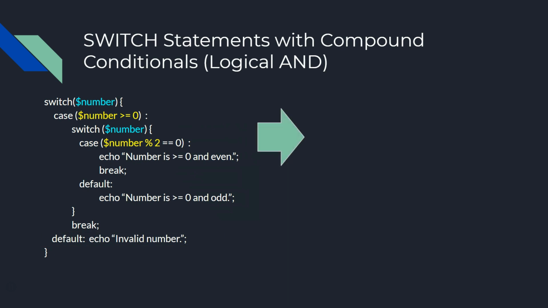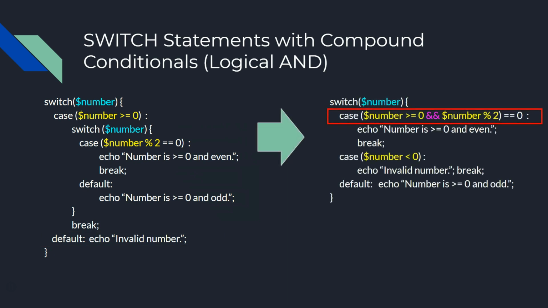Okay, we translate that to a compound conditional structure here using logical AND. Looks very similar to the if statements before. So your code is much shorter actually. You have fewer cases to solve. But this is another way to do that. So you combine those two conditions together, and you join them using the logical AND operator.